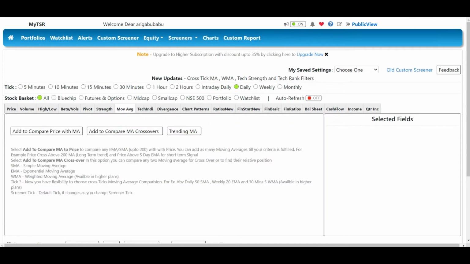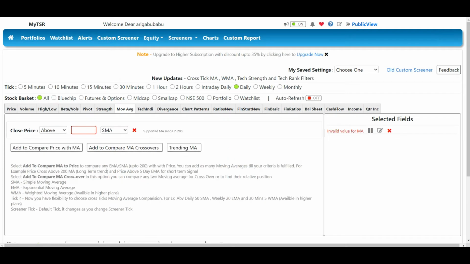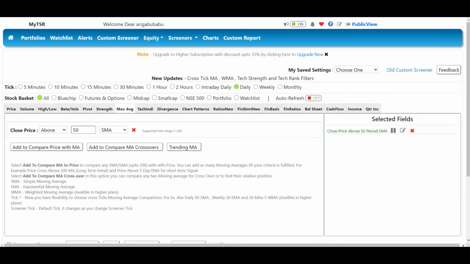You can see we have two options: add to compare price with moving average, and add to compare moving average crossovers. First we go for add to compare price with moving average. We click on that. We have close price above some moving average, and we have to type it here. We need close price above the 50-day moving average, so we put 50 here. You can see the screening has come.